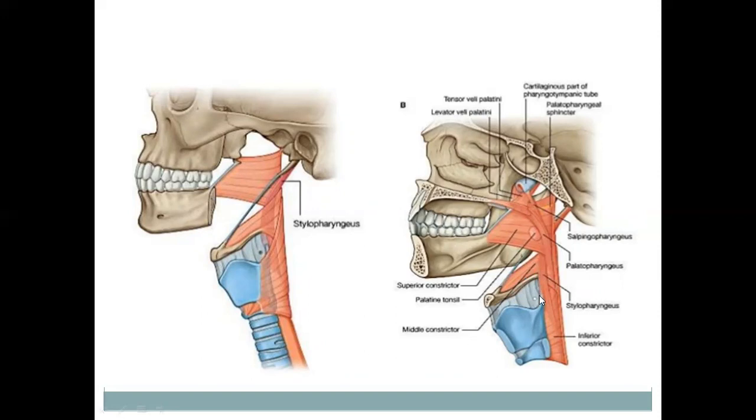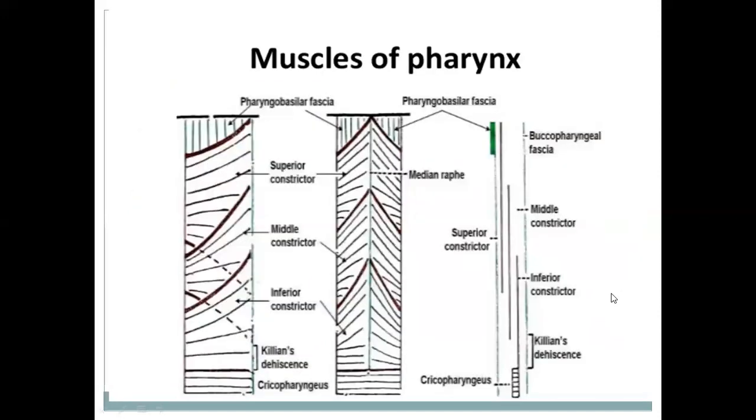Stylopharyngeus comes from the styloid process downward and inserts between the superior and middle constrictor. So this is the stylopharyngeus. These are the three longitudinal muscles, and the rest are circular muscles.